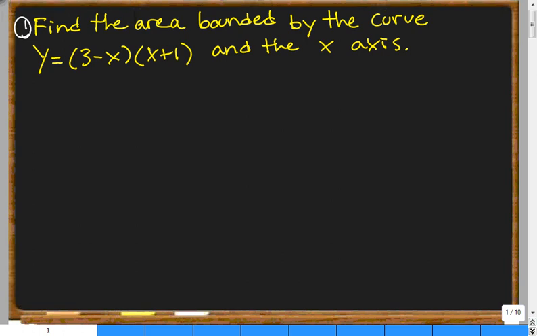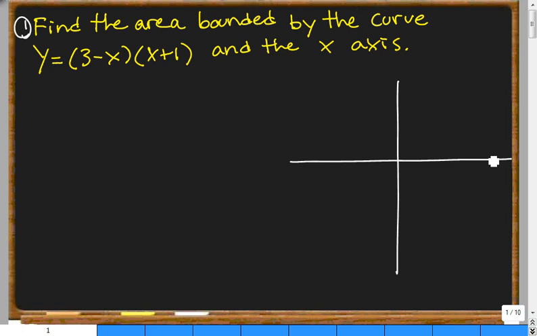Okay, so we're going to look at different questions involving finding the area bounded by a curve and lines parallel to different axes. So let's look at this first question. Find the area bounded by the curve y equals (3 minus x) times (x plus 1) and the x-axis. I want to figure out some things about my graph first.